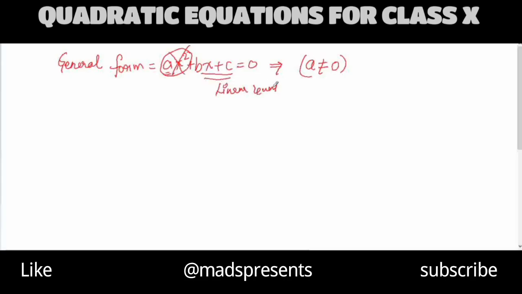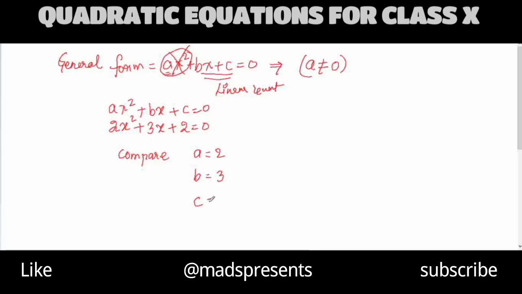Okay, consider an equation. For example, take 2x squared plus 3x plus 2 is equal to 0. Compare with your general form, ax squared plus bx plus c equal to 0. Yes, it is matching. In the place of a, we have 2. In the place of b, we have 3. In the place of c, we have 2.